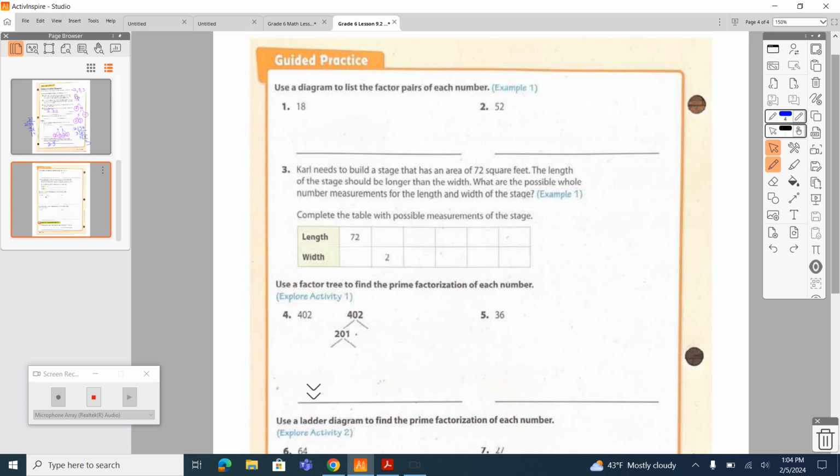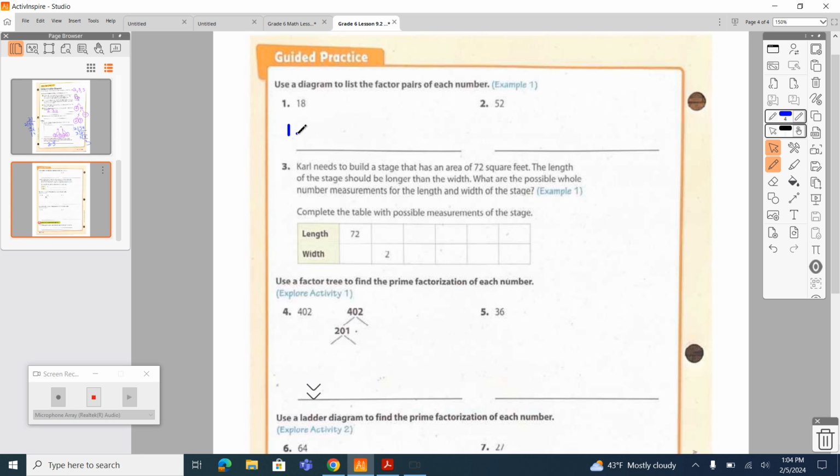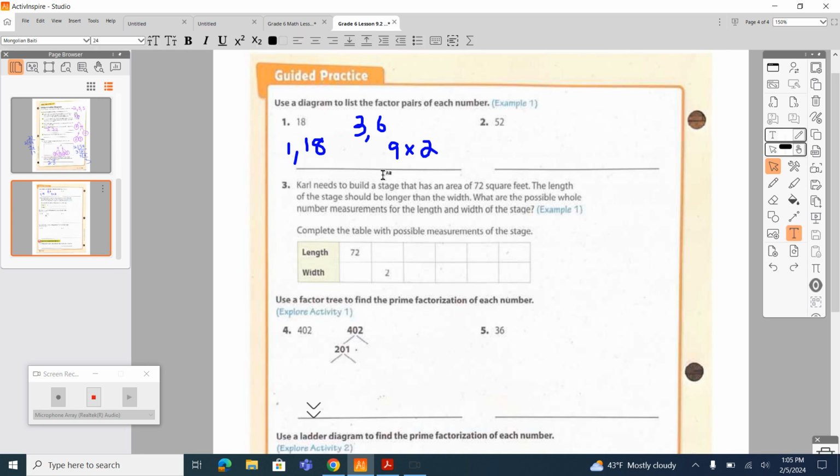Okay, so now I'm going to go through this. Use the diagram to list the factor pairs. So 18, you can multiply 1 by 18. You could do 3 times 6. And you could do 9 times 2. So your factors are 1, 2, 3, 6, 9, and 18.